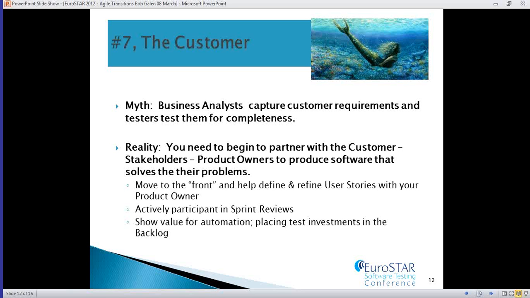And you want to show value for automation. Don't only talk a good game about your test investments in Cucumber or ATDD or BDD or all of the DDs, but show what's going on and show that it's making a difference. Show that you're having fewer escapes into the customer's hands, sprint by sprint or release over release.